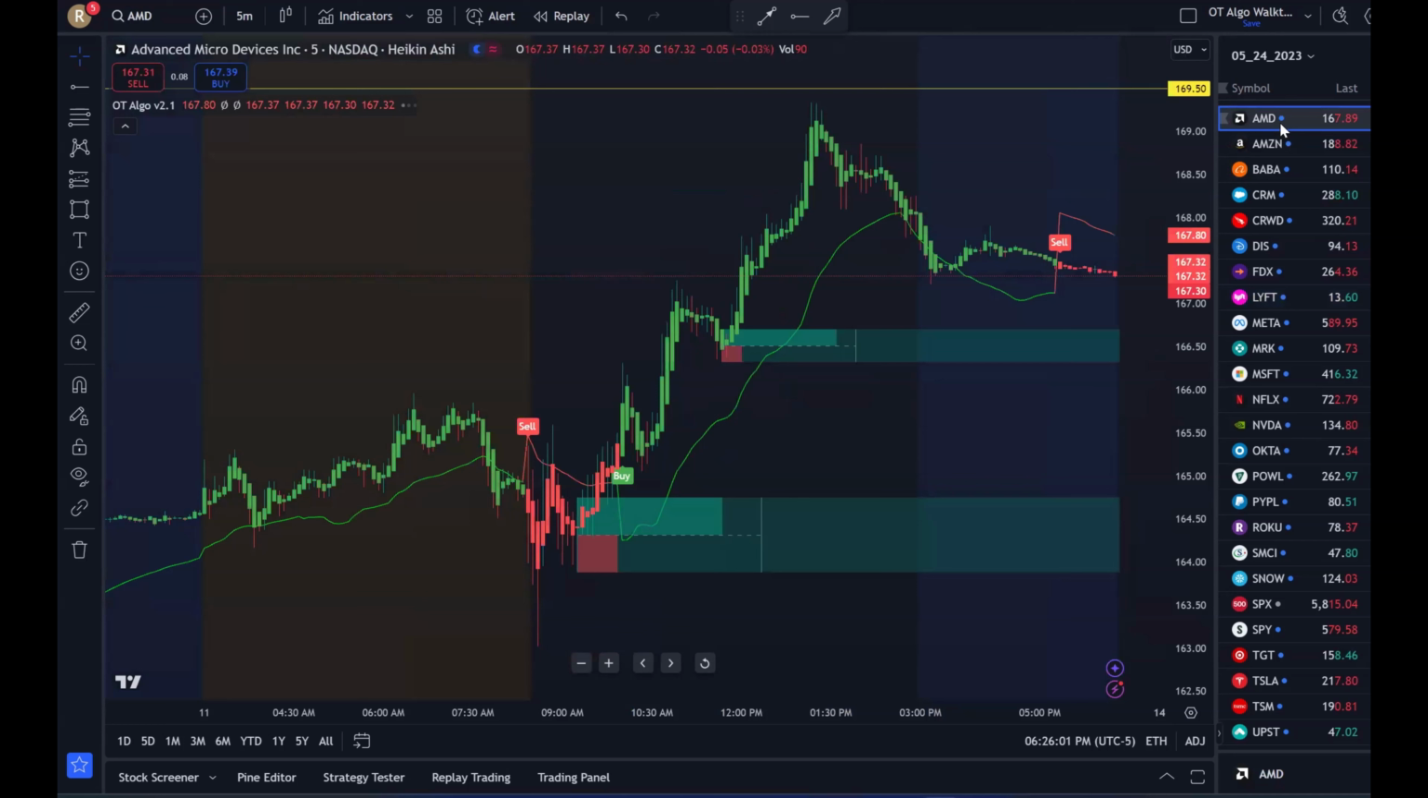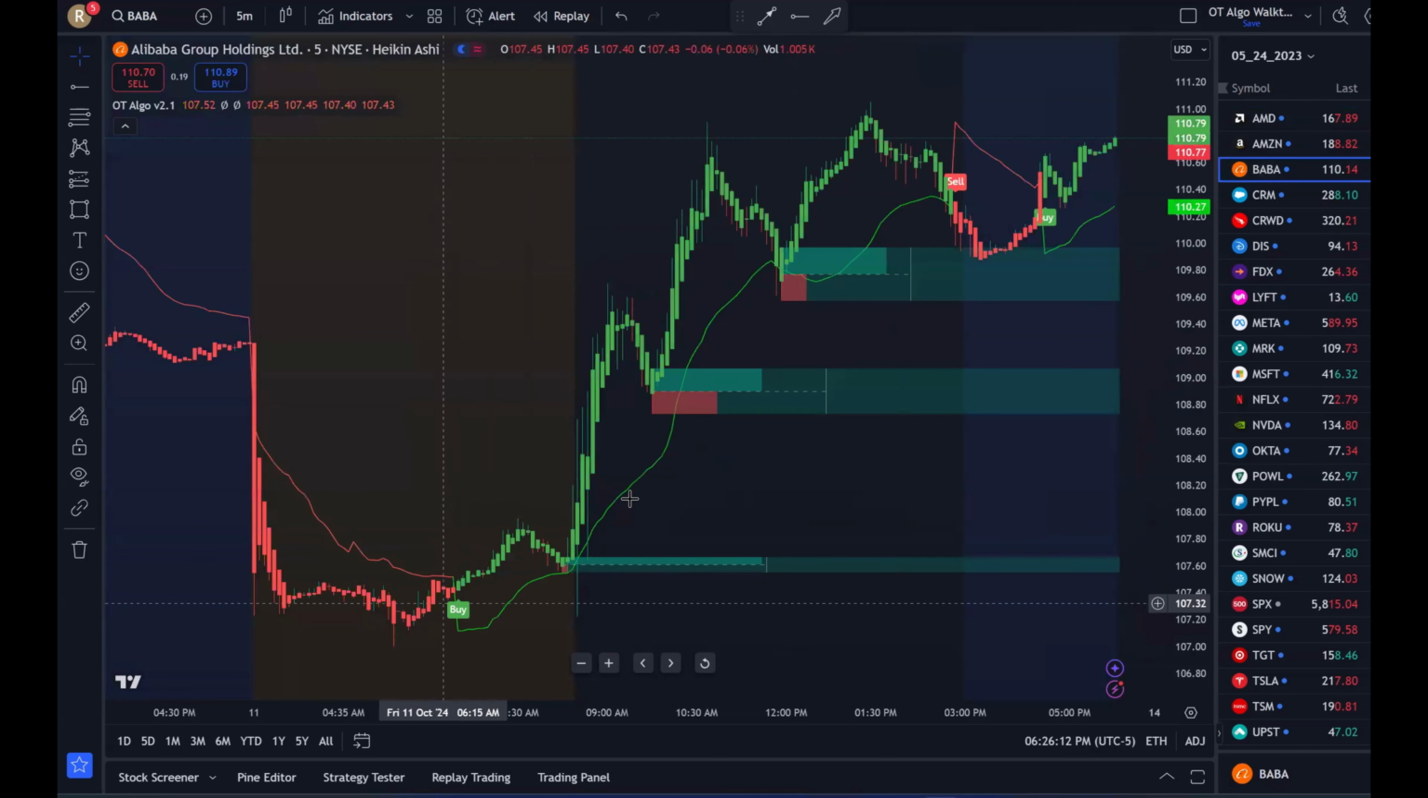So AMD is also a similar situation. The order block has been formed. Right after that, an alert was formed, and the trend started going up. Similarly, I think Baba also formed this morning. Same thing.